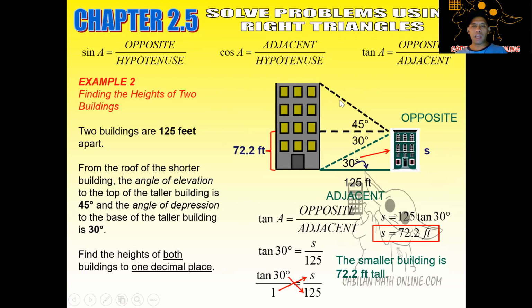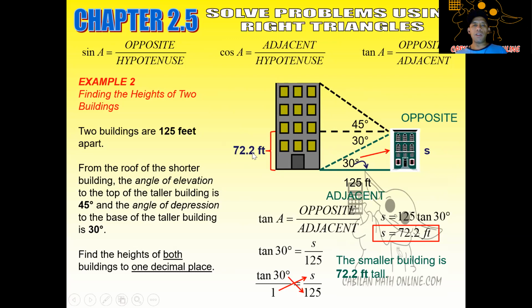The reason for that is if you take a look at these angles, you notice that this is 30 over here, and this one's 45. So this is actually just the bottom portion. The top portion of the taller building is actually taller than 72.2. So what is that height? Well, we need to figure that out.